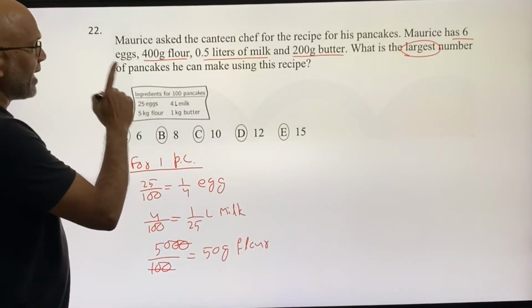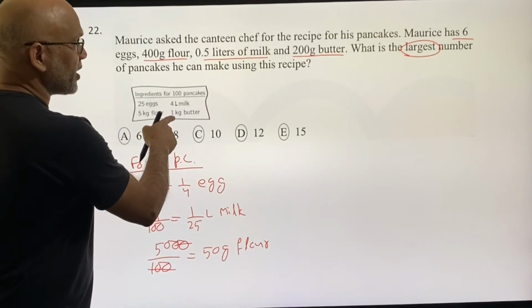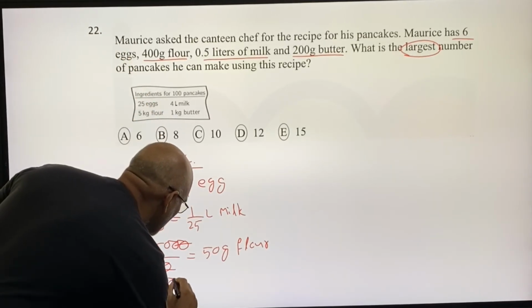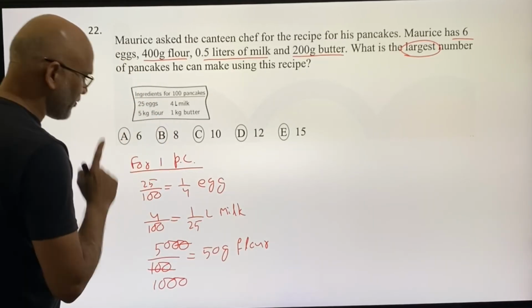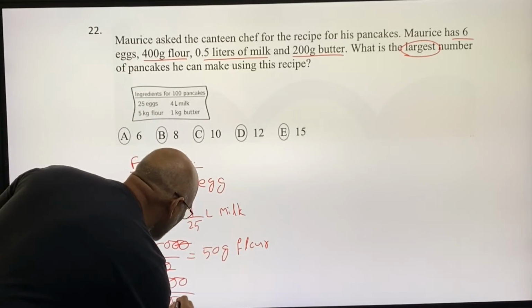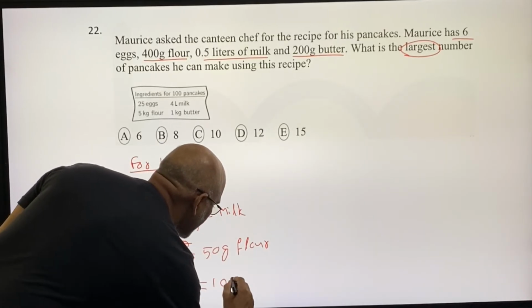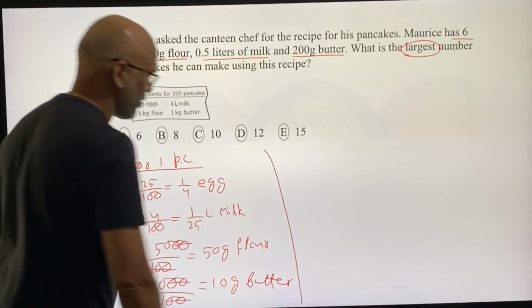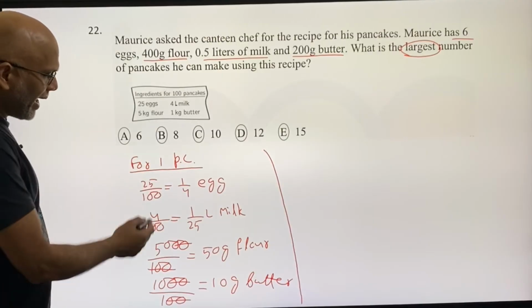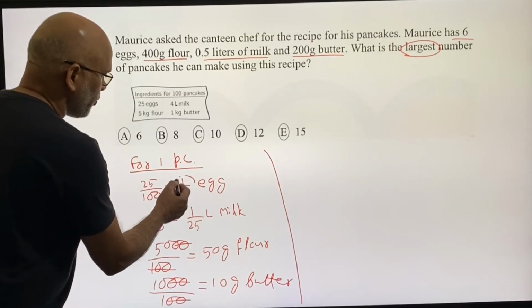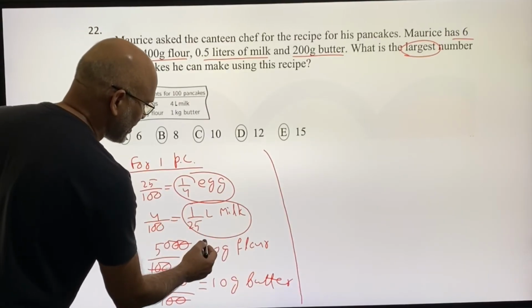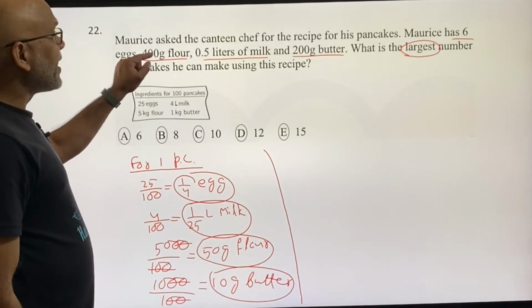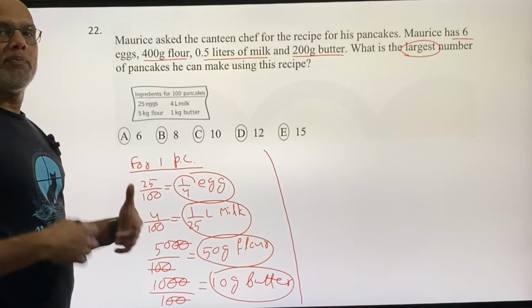Okay, and then what is remaining? Butter. Butter is also given in gram, so I'll convert it to gram. So I need 1000 gram butter, which is 1 kg for 100 pancakes. So for one I need 1000 by 100, which is 10 gram of butter. All right. So for one pancake, these are the ingredients I need: 1/4 egg, 1/25 liter milk, 50 gram flour, and 10 gram of butter. Okay, so with the ingredients that I have, let me see how many pancakes I can make.